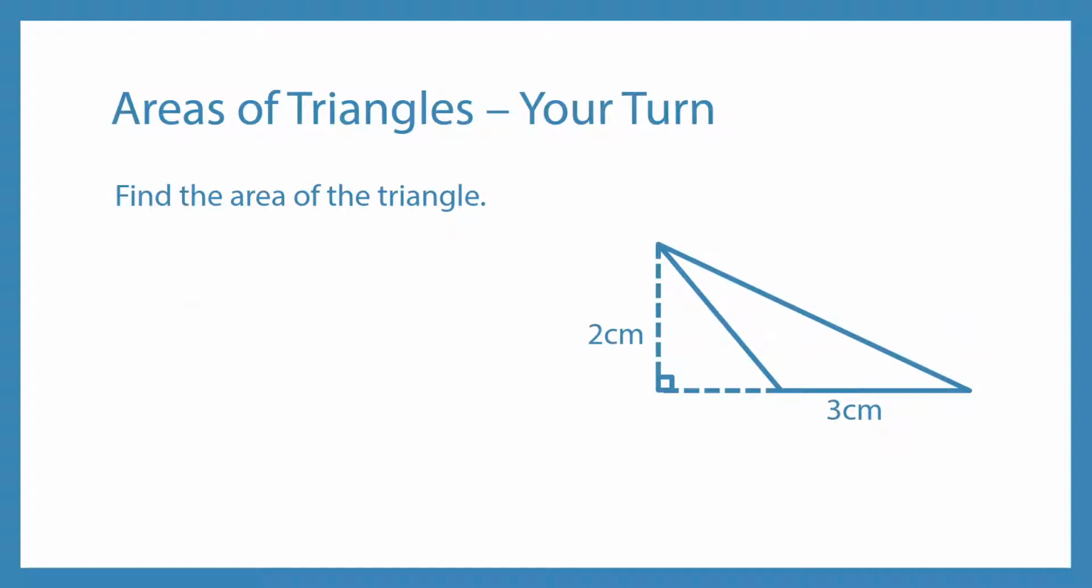All right, your turn again. For this one, always start with this. Area equals half base height. So area is, our base is 3 centimeters. Half times 3. Perpendicular height 2 centimeters. So our area is going to be 3 centimeters squared, 3 square centimeters.